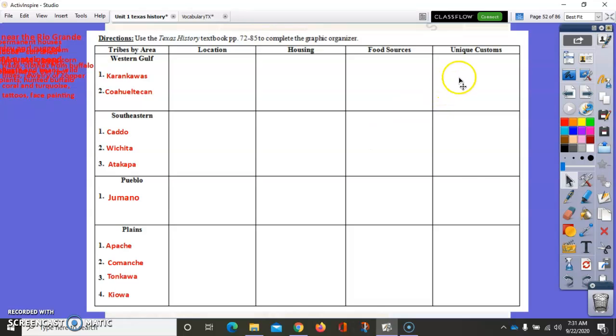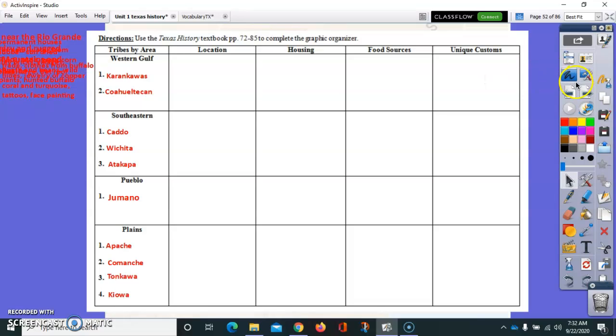And then finally, the unique customs, that actually might be something that would be different for each tribe. But again, since you are focusing only on the Karankawa and the Caddo, you only have to worry about them. Just be aware that maybe the Wichita or the Atakapa had somewhat different customs, although they might again have been similar. So what do I mean by unique customs? Well, what did they do, wear, look like, create, that makes them stand out from the other Native American tribes?